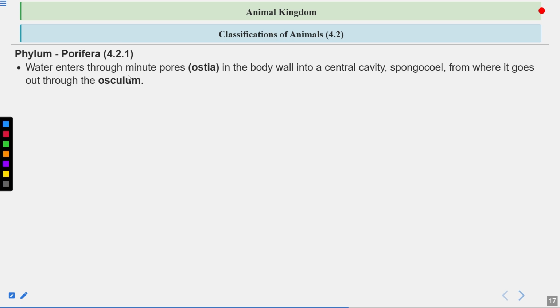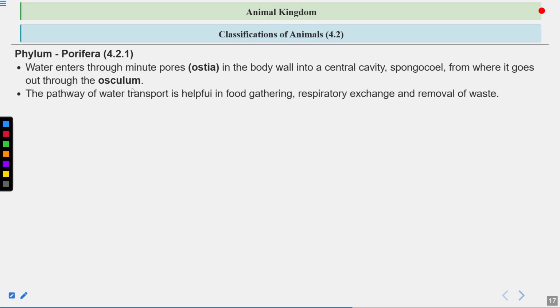So water enters through minute pores that are called ostia in the body wall and into a central cavity. What is the cavity called? Spongocoel. From the spongocoel cavity, the water goes out from the body through an opening, and that opening is quite large if you compare it with the ostia, and that is called osculum. So the entry gate for the water is ostia and the exit gate for the water is osculum.